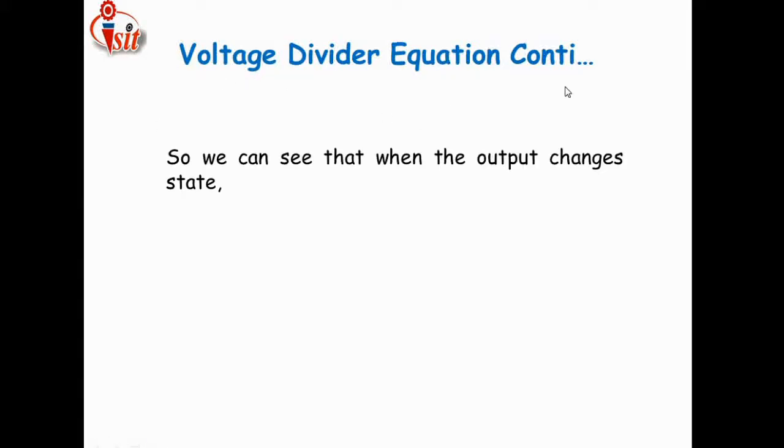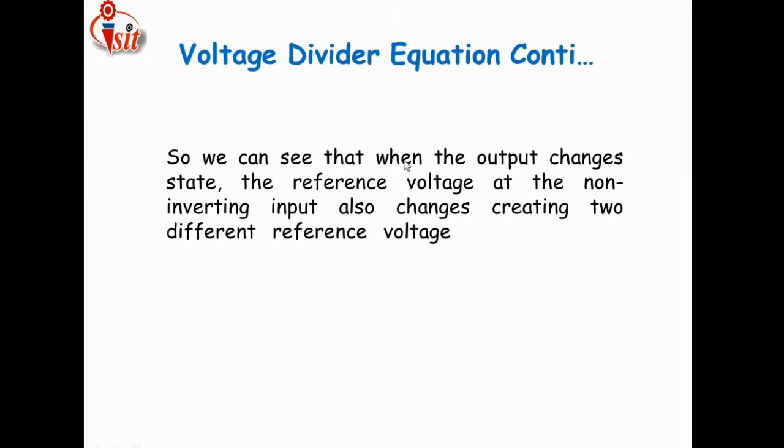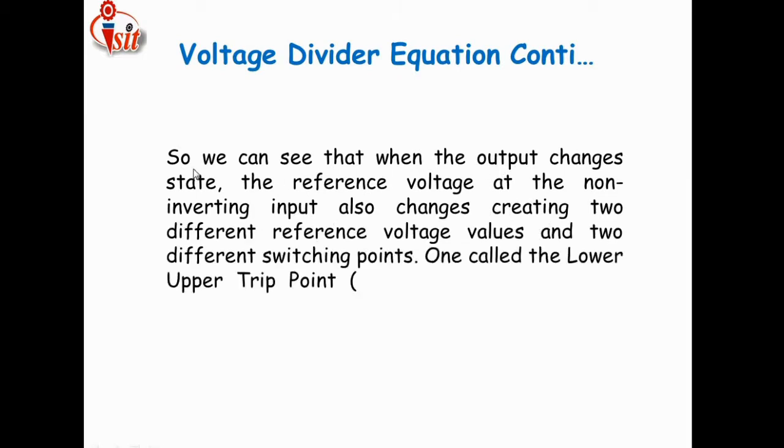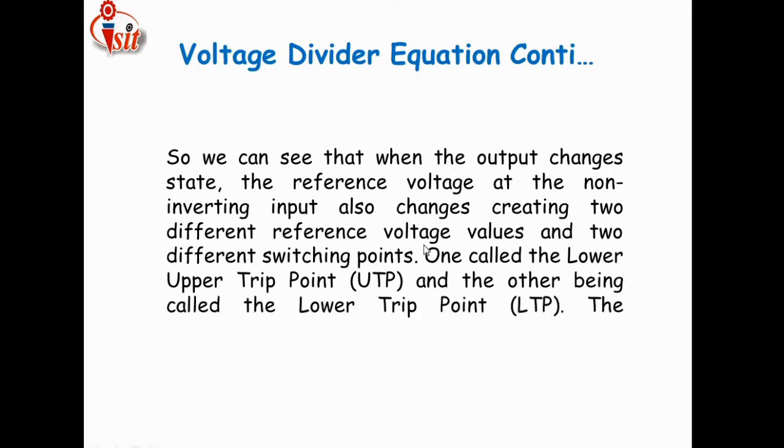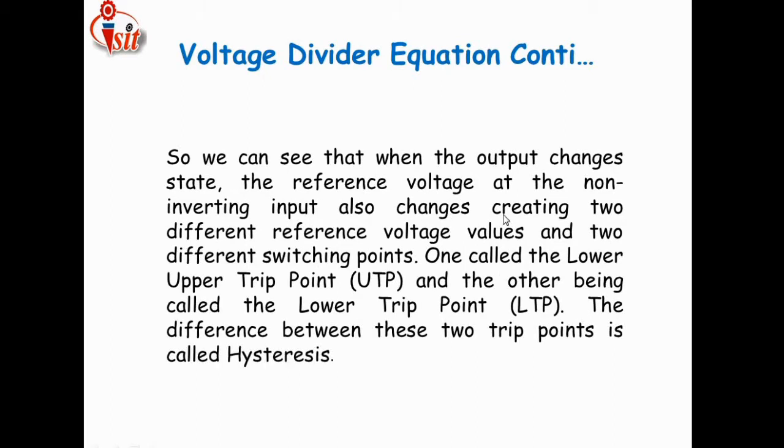Along with this voltage divider equation, we can see that when the output changes state, the reference voltage at the non-inverting input also changes, creating two different reference voltage values and two different switching points, one called the upper trip point and the other called the lower trip point. The difference between these two trip points is called hysteresis. Thus, upper trip point minus lower trip point is equal to hysteresis.